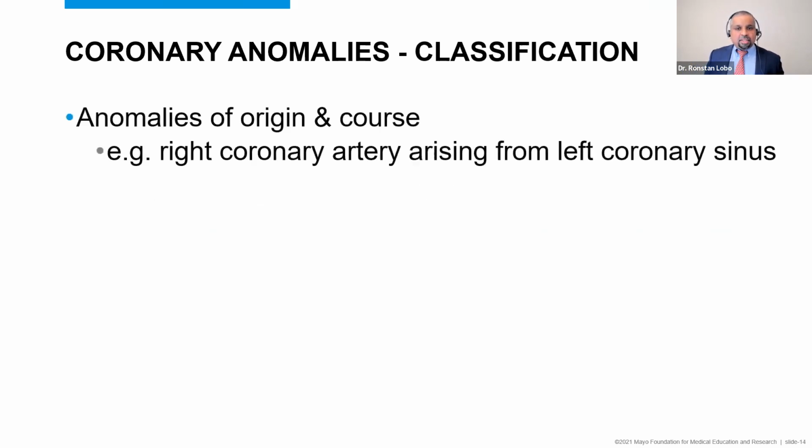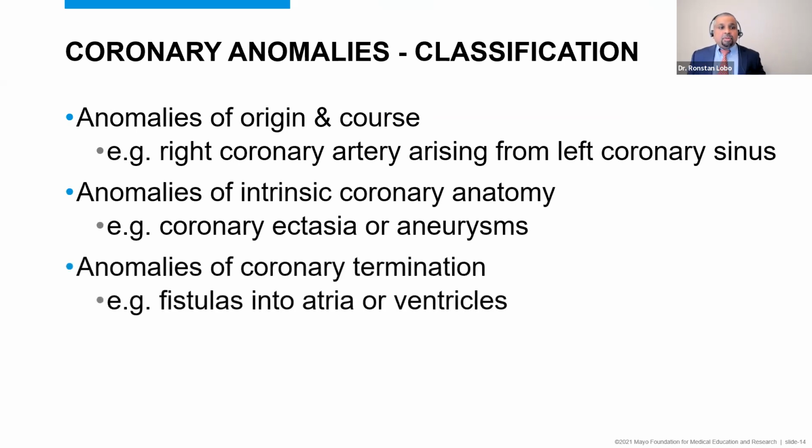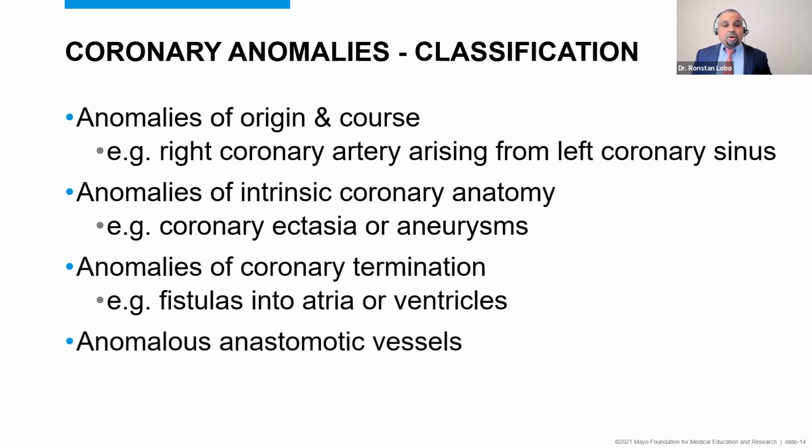When we classify anomalous coronary arteries, we can classify them into four categories. There's anomalies of the origin and course, for example, a right coronary artery arising from the left coronary sinus, as shown in our previous two cases earlier. We can classify them according to the intrinsic coronary anatomy, for example, coronary ectasia or aneurysms. We can also classify them according to their termination, for example, fistulas into the atria or ventricles, and there's also anomalous anastomotic vessels.